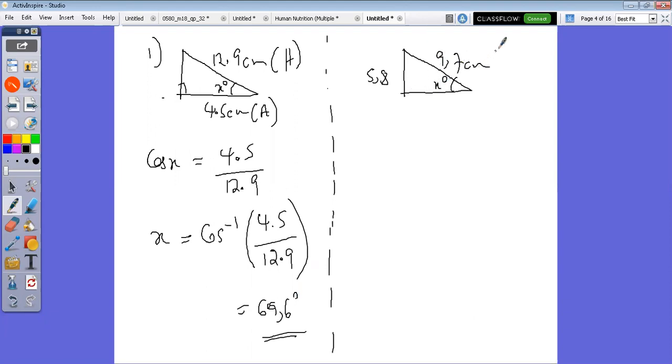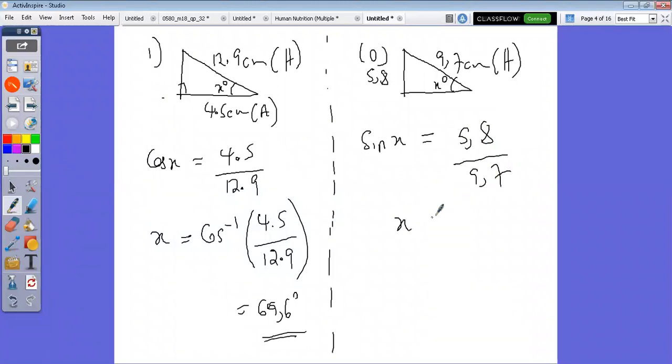What are we given? The longest side, and this side is opposite the angle. So it's sine theta. Sine x is equal to what? 5.8, opposite, over the longest side, 9.7. Then x is equal to arc sine of 5.8 over 9.7.